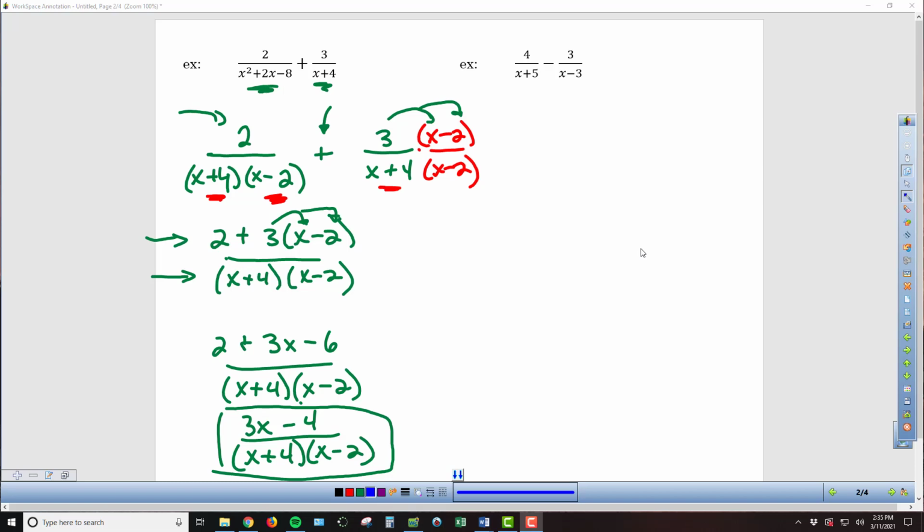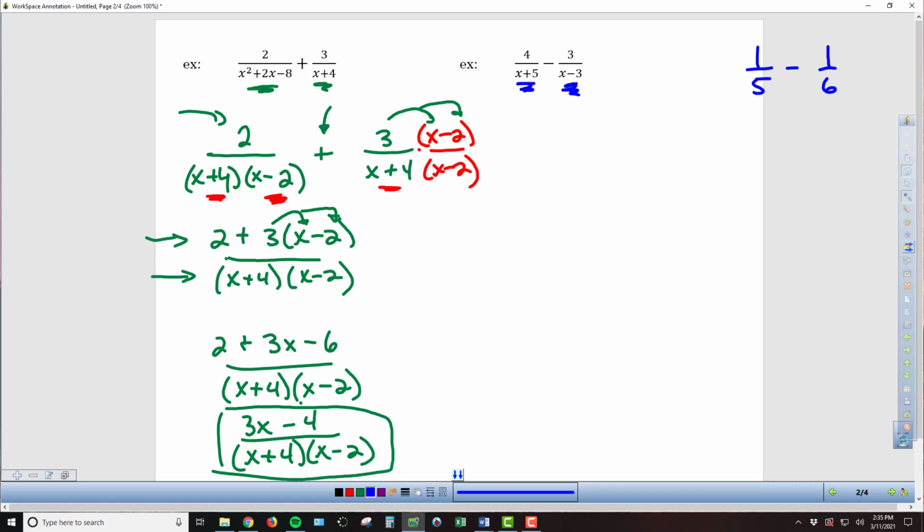For the next example, we have x plus 5 in the first denominator and x minus 3 in the second. And so even though they both have x's in them, these are really just two unique denominators. It'd be the equivalent of having 1 over 5 minus 1 over 6. There's no overlap between those, even though they're both numbers.